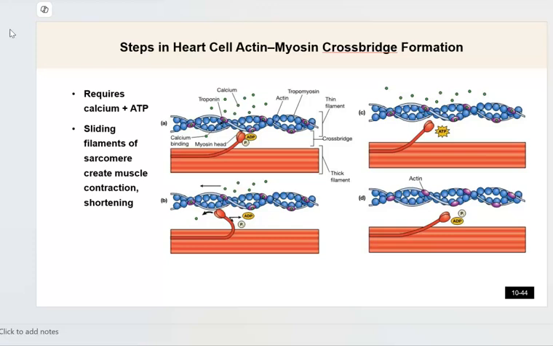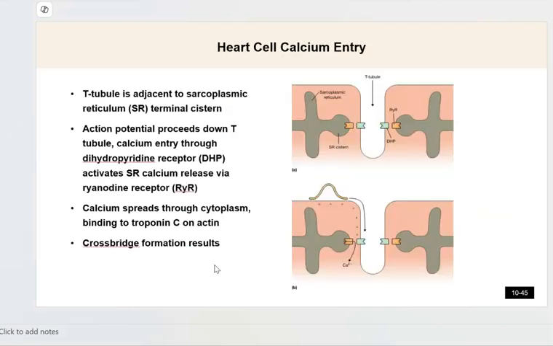This is the steps in the myosin actin cross bridge formation that's in your book. What we need to know on this slide is what we did already talk about in Osmosis, that it requires calcium and ATP together. The sliding filaments of the sarcomere create the muscle contraction as they slide and go to move and contract the heart. Again, I think Osmosis did a fabulous job of explaining that. I'm not going to spend a lot of time.